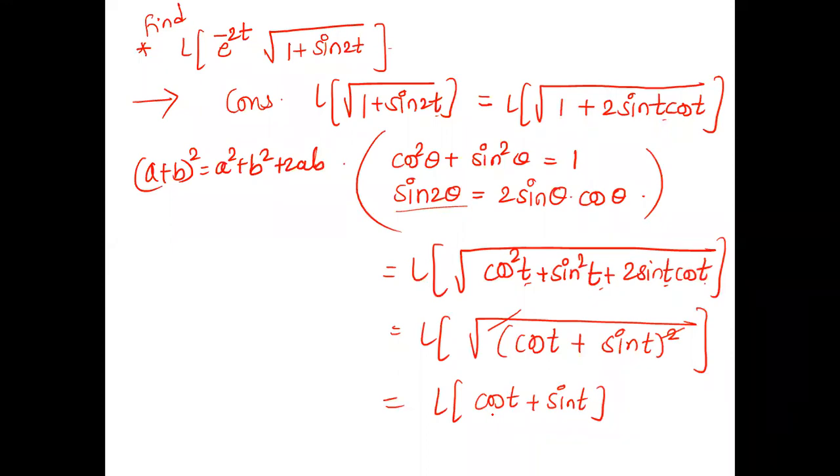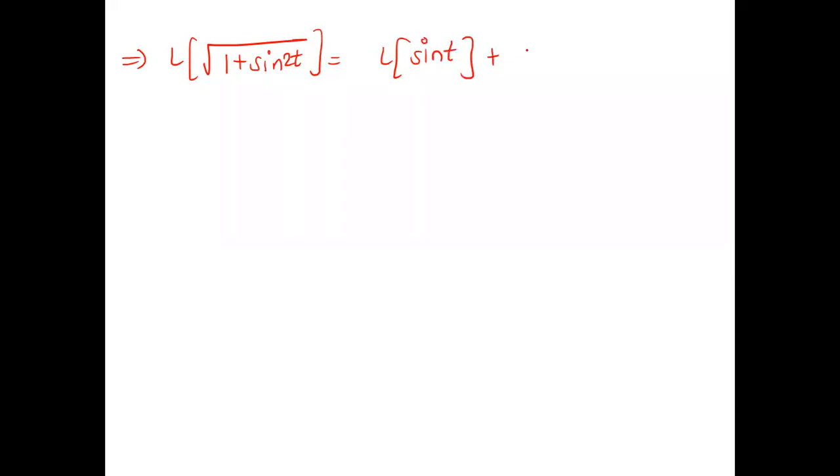Any problem? Any doubt? Anything you want to ask? One is cos square plus sin square. Sin 2 theta is 2 sin theta cos theta. And writing this is nothing but a plus b bracket square. So square root and square cancel, and this is now the linearity property. Laplace of cos t plus Laplace of sin t. So Laplace of under root 1 plus sin 2t is Laplace of sin t plus Laplace of cos t.